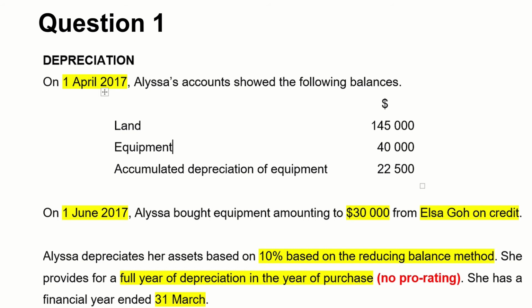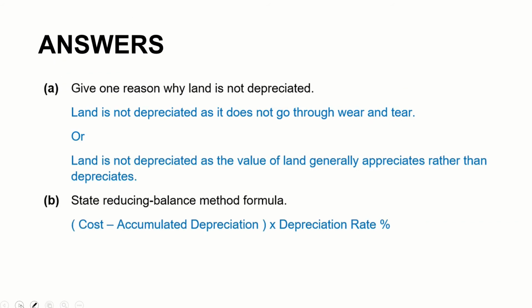So you do need to note that the year end is 31st of March. All right, the year end is 31st of March. You also need to know that this is the reducing balance method. You also need to know that in the middle of the very first year, they bought a new asset on credit. The first question are theory questions. You can pause here. I've explained in class.